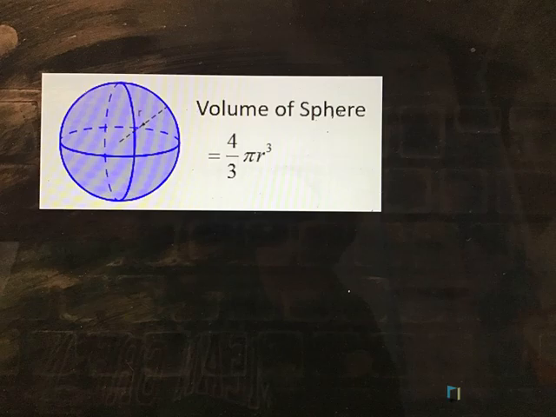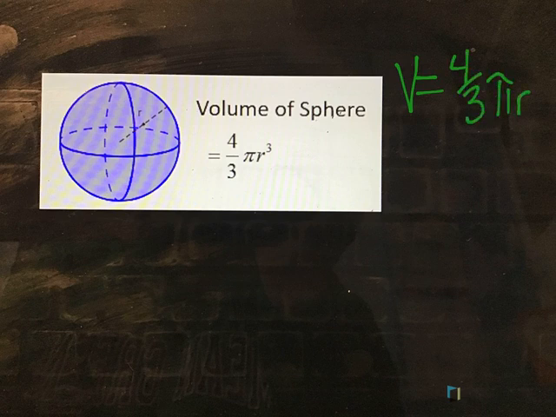All right, do I have anything else? All right, great. Our last thing is the volume of a sphere. Okay, let's start off. Now this has a very specific formula. Volume equals 4/3 pi r cubed.